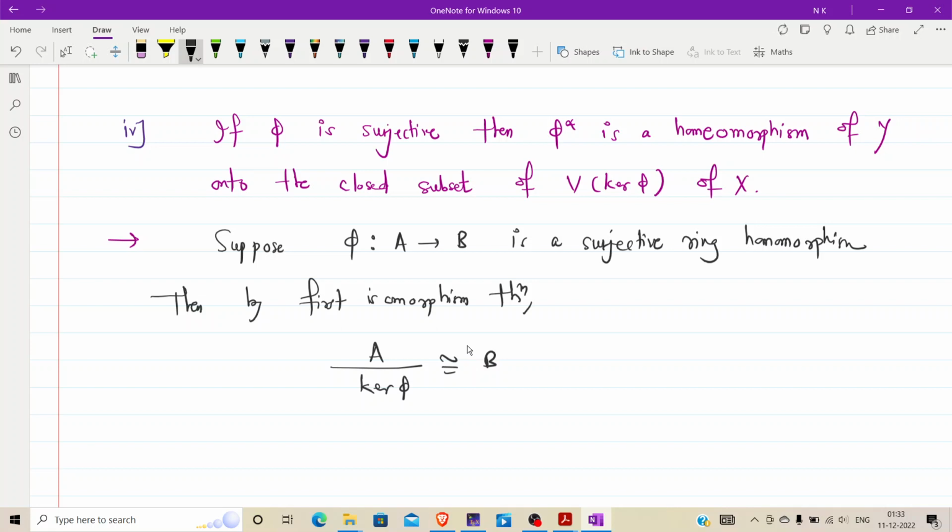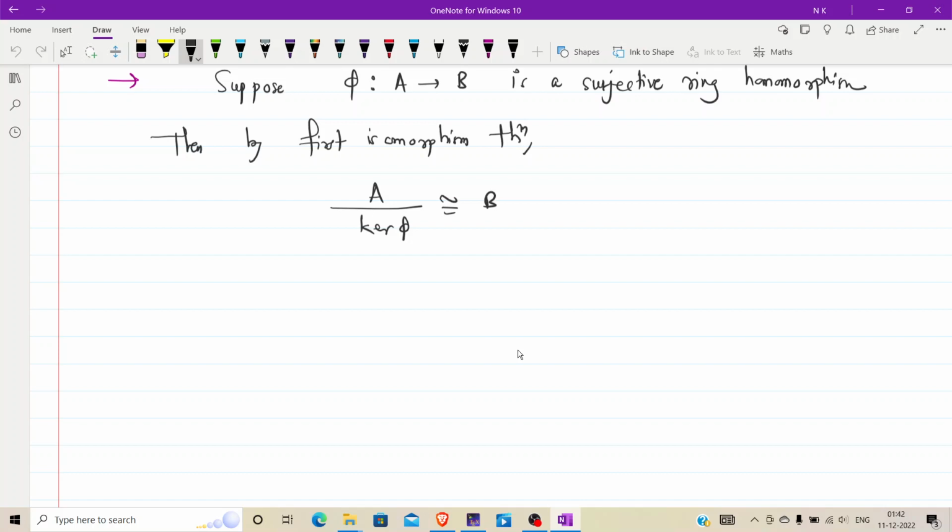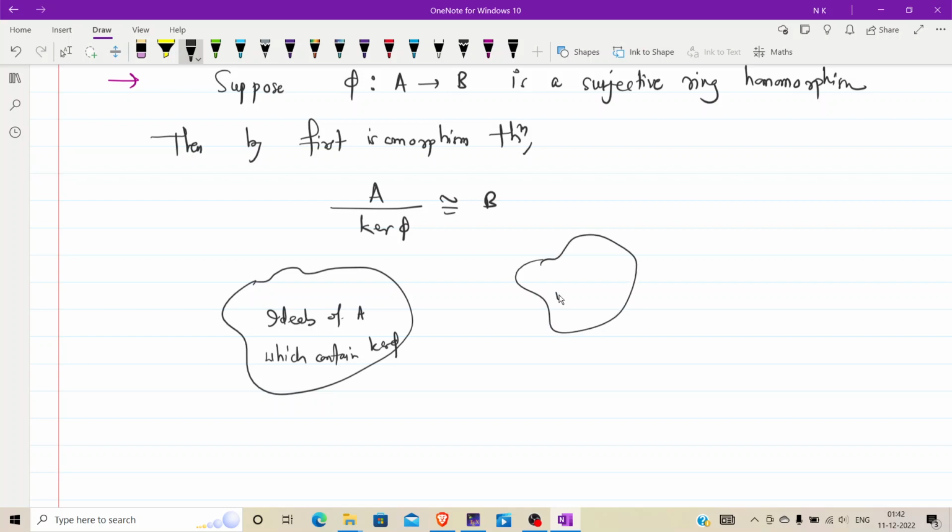Now what happens by one-to-one correspondence? Because these two sets are isomorphic to each other, by the one-to-one correspondence theorem, suppose I am considering the ideals of A upon kernel of phi. So definitely the ideals of A which contain kernel of phi, and here I am considering ideals of B. So definitely there is a one-to-one correspondence. For every ideal of A which contains kernel of phi, there is an ideal of B, and for every ideal of B there is some ideal of A which contains kernel of phi.